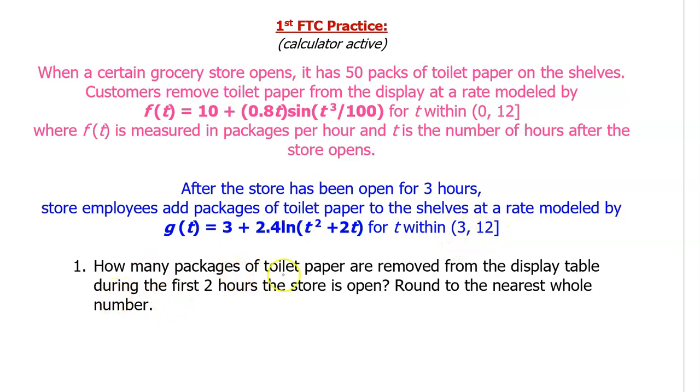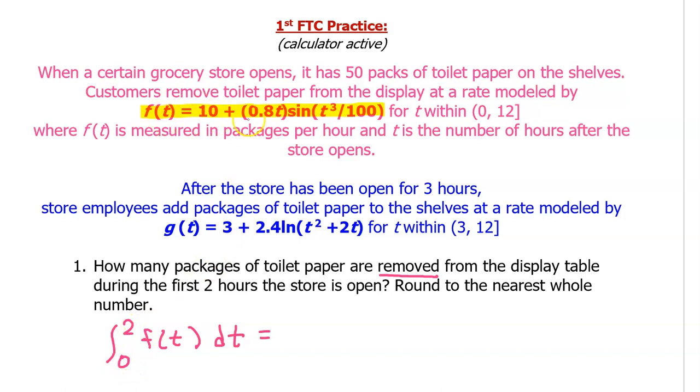Problem number 1. How many packages of toilet paper are removed from the display table during the first 2 hours the store is open? Round to the nearest whole number. If you integrate a rate, it gives you the net change in amount. And we want to know how many packages of toilet paper are removed. So we need to integrate the rate at which toilet paper is removed, which is f of t. Since we want to know how many packages were removed during the first 2 hours the store is open, we will integrate from 0 to 2.